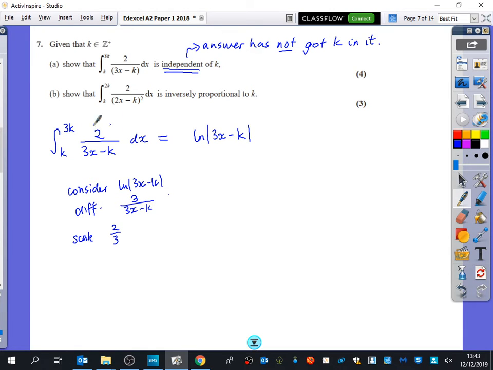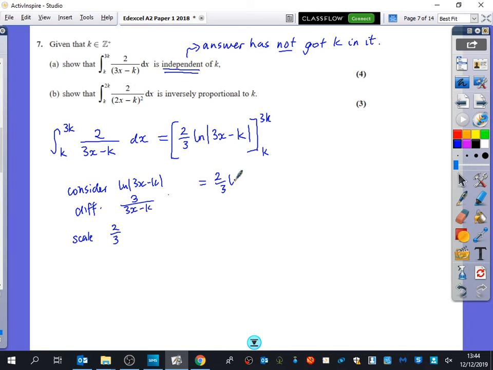So if we want to actually get this, we divide it by 3, so we get 1 over 3x minus k, and then we multiply it by 2, so we get 2 over 3x minus k. So we need to add here a scaling factor of 2 over 3. And I don't need a constant because I've got limits between k and 3k. So I'm going to start off by substituting in 3k in place of x.